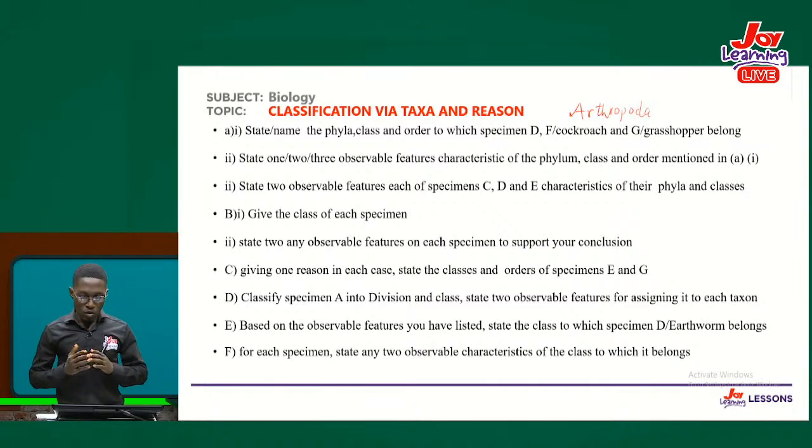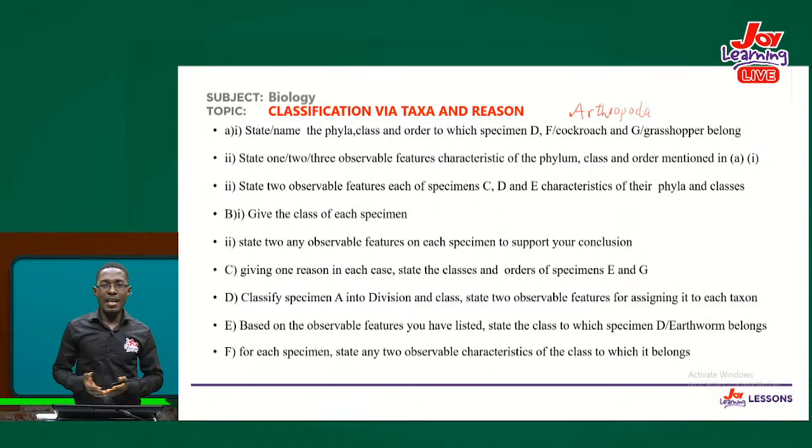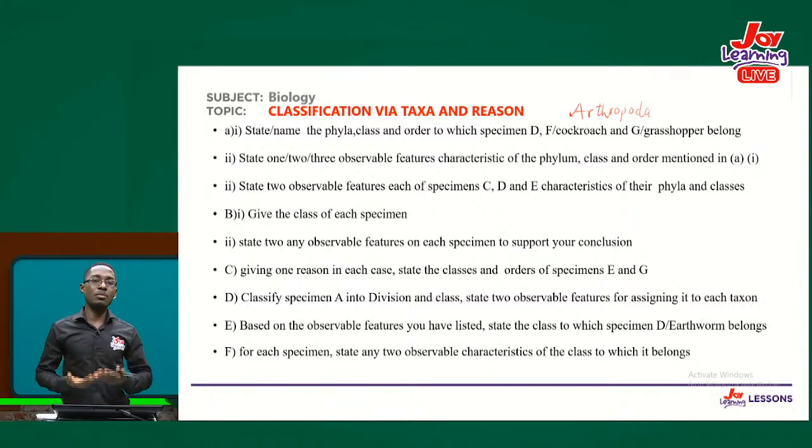So you go to, let's say, the class Insecta. Why do you say they belong to class Insecta? Simple. Presence of three pairs of legs. A pair of antennae. Body divided into three divisions. See how I put it? Body divided into three divisions. A pair of antennae. The thorax divided into three parts. Something simple. Always in a short form.